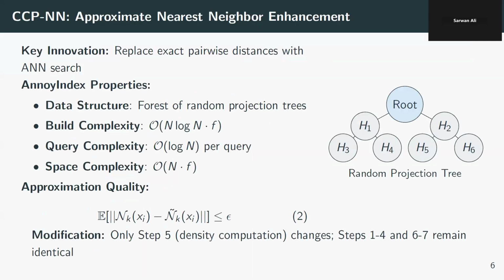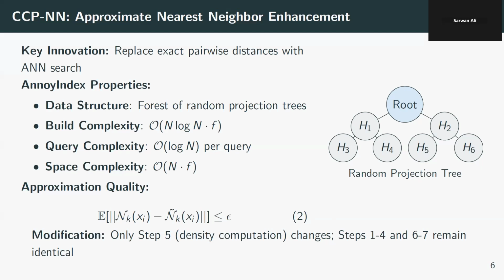So this brings us to our key innovation, which is the CCP nearest neighbor algorithm. The core idea is beautifully simple. Instead of computing the exact pairwise distance, we use approximate nearest neighbor search. We use the NOI library, which builds a forest of random projection trees.